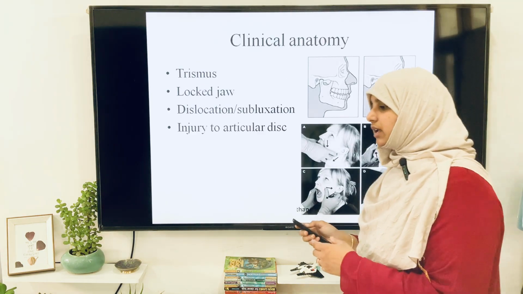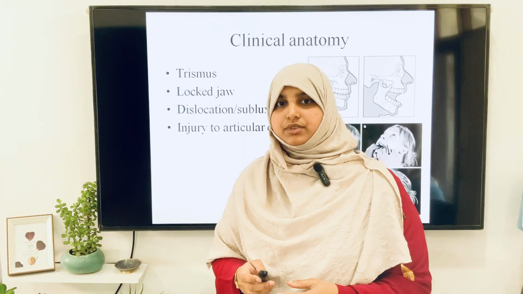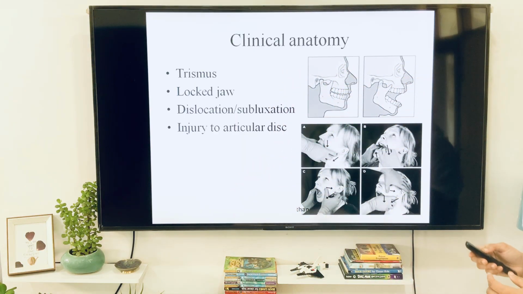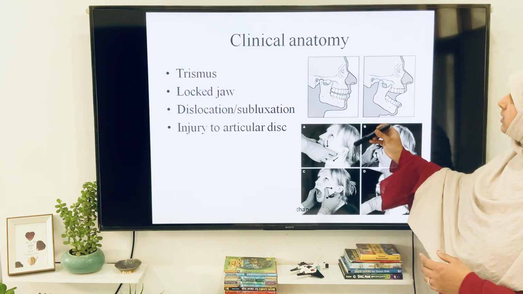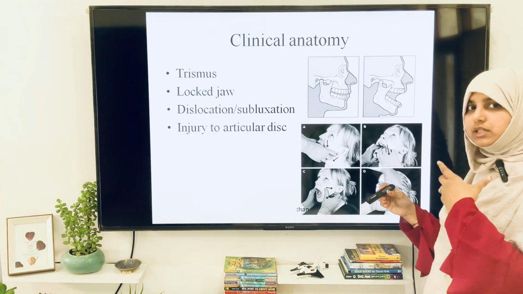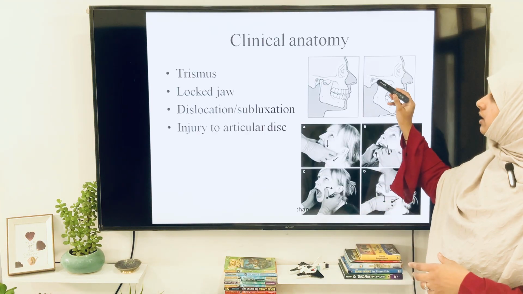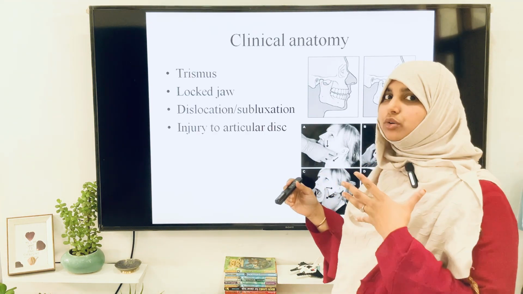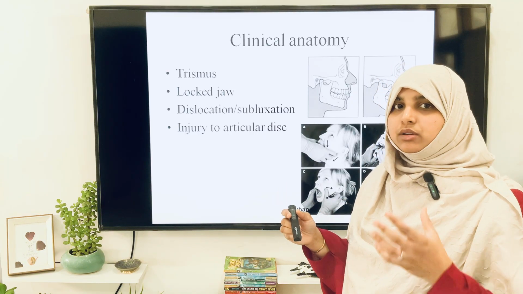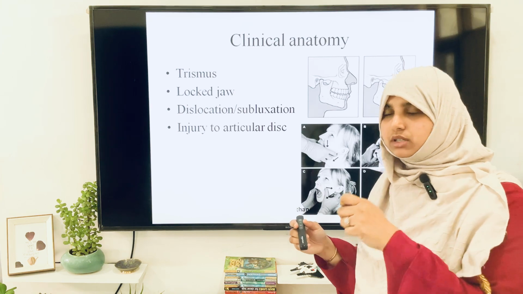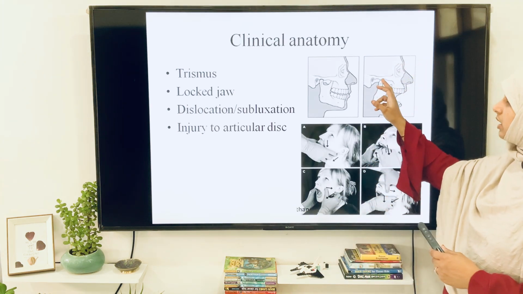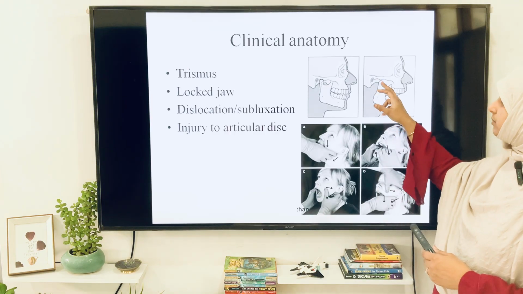Next, in clinical anatomy, we can have trismus, and we can have locked jaw. Locked jaw means sometimes the head of the mandible might get dislocated in front of the articular tubercle because of excessive opening of the mouth. Sometimes, like in yawning, you might hear a clicking sound, because it is hitting the articular tubercle. If it is excessive or extreme, it can get locked.